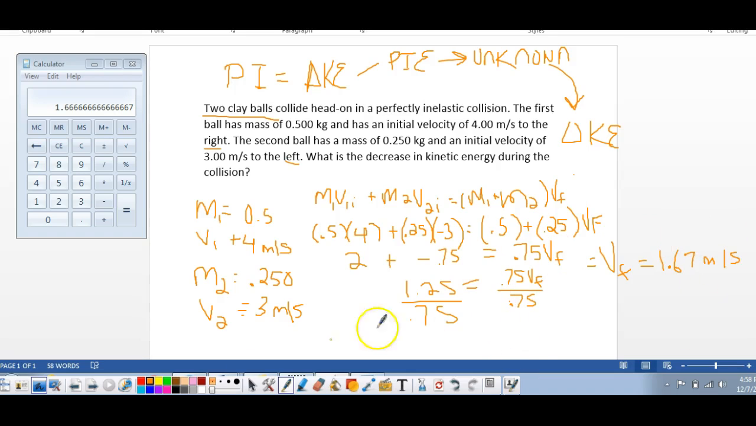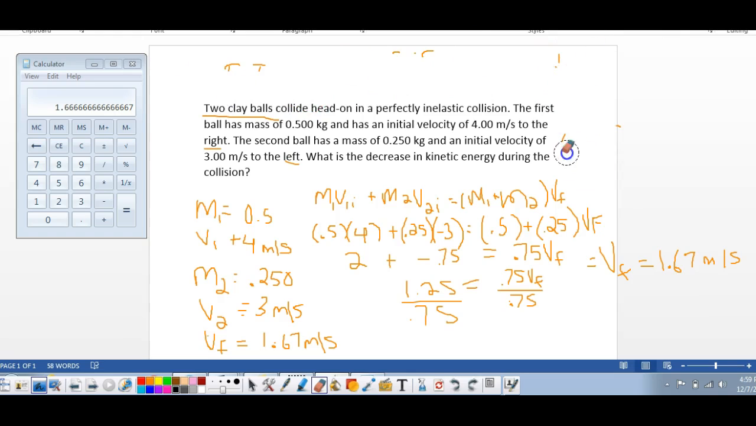We now know all the variables. So we just put this new one down here. Velocity final is equal to 1.67. So now we'll get rid of this stuff. We don't need this, so I'll just erase it anyway. Let's make this a little bigger.